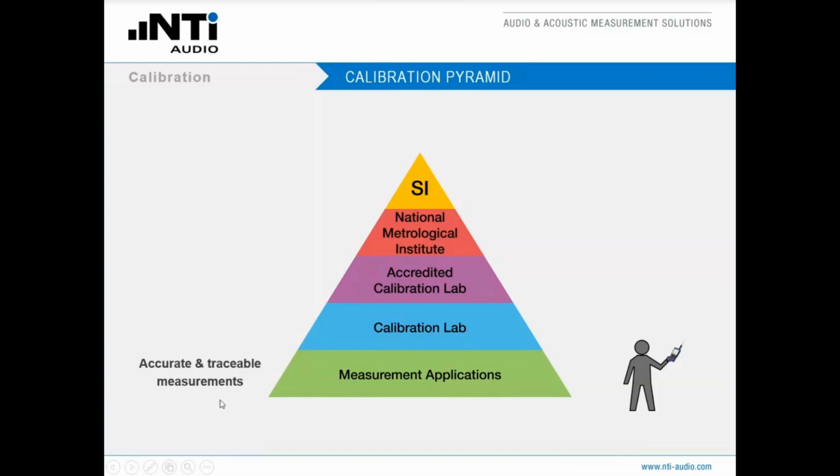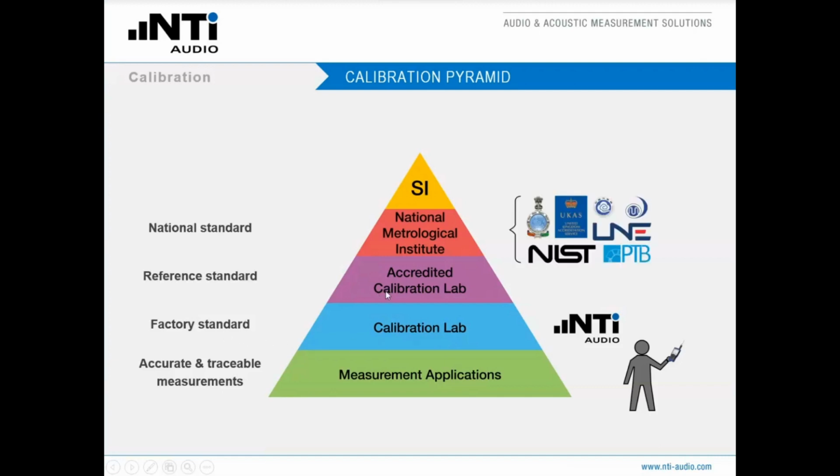So the next higher level is the calibration lab. That is the institution to which you are sending your instrument for verification, for calibration. This is what we call the factory standard. Then the next two layers are the accredited calibration labs. I will also explain what that means in a minute. And the national metrological institutes, the reference standard and the national standard. Here I have plotted a couple of national metrological institutes from India, Britain, China, Japan, France, United States, Germany.